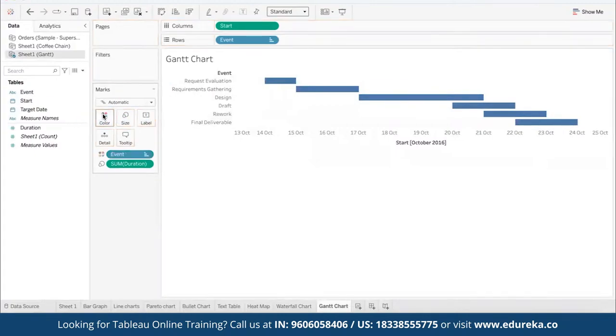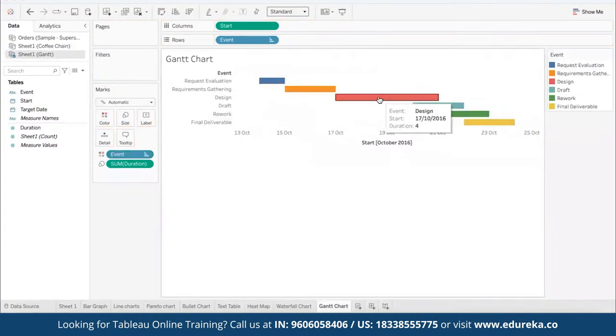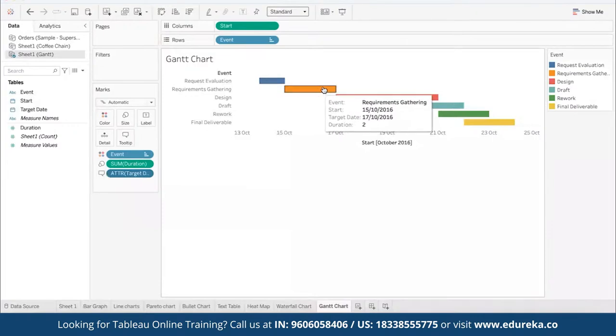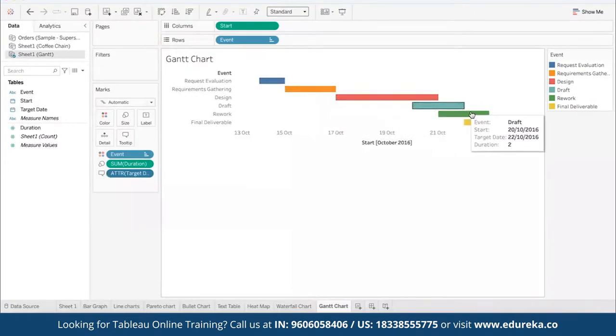So like this, step by step, what are the activities to be performed? When should each activity start? How much is the duration given to it? And by when is it supposed to end? Like that, if we indicate, it is called a Gantt chart.